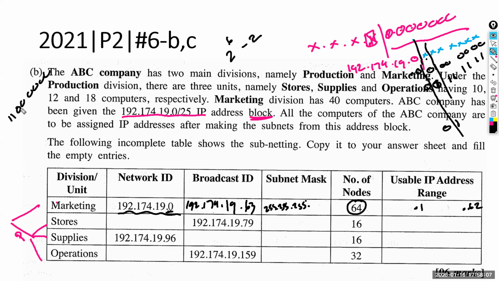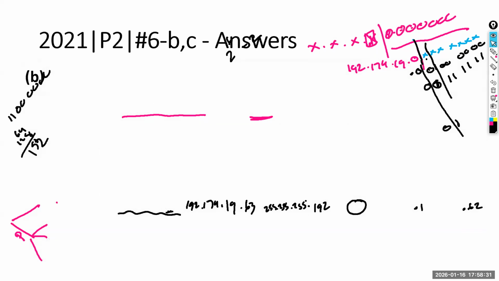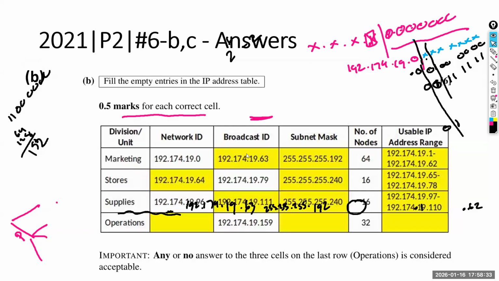1, 2, 4, 8, 16, 32, 64 plus 128. 8 plus 4, 12, 192. So now I have filled the first row. Okay, fill the first row. 0, 63, right? 192 and 1 to 62. Let's check the answer. Yes, 0, 63, 192. You can see 192.